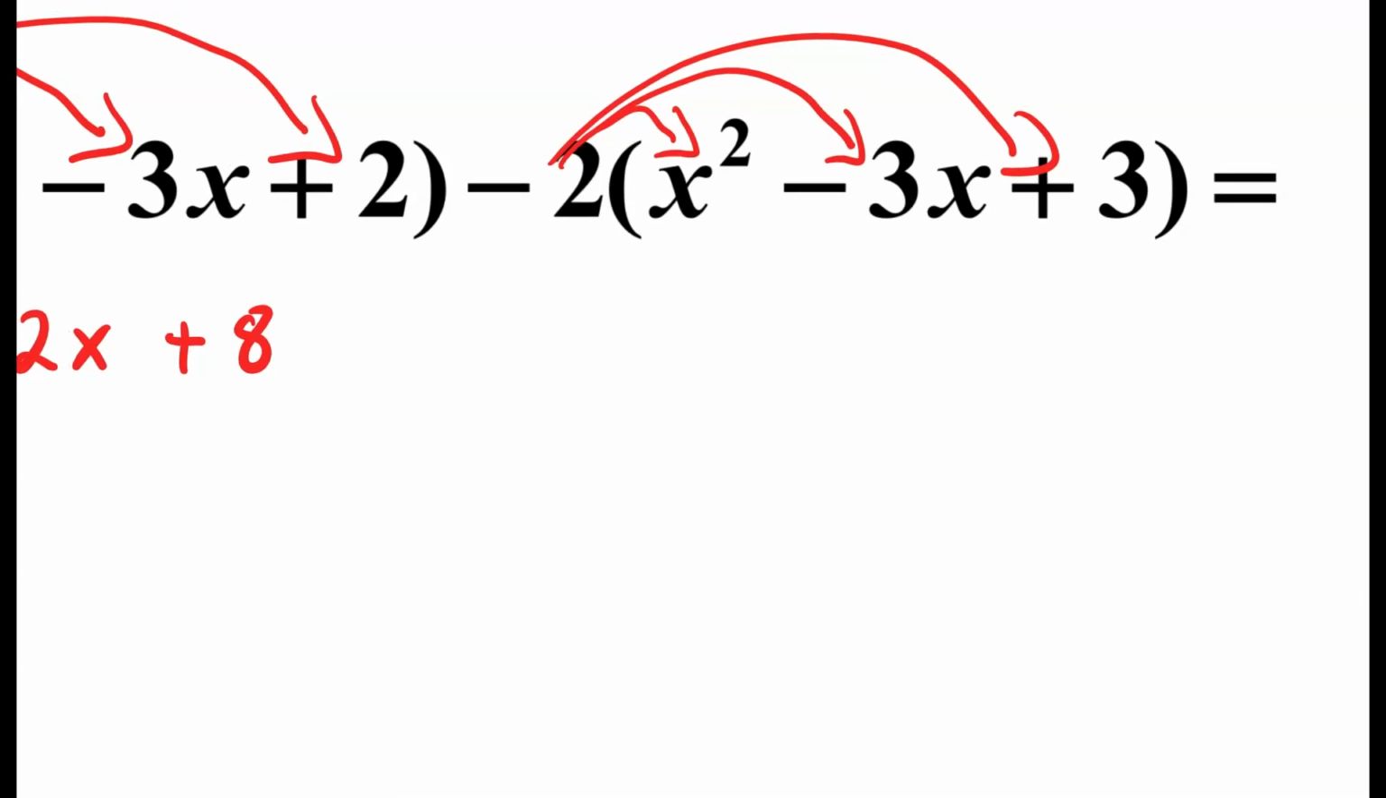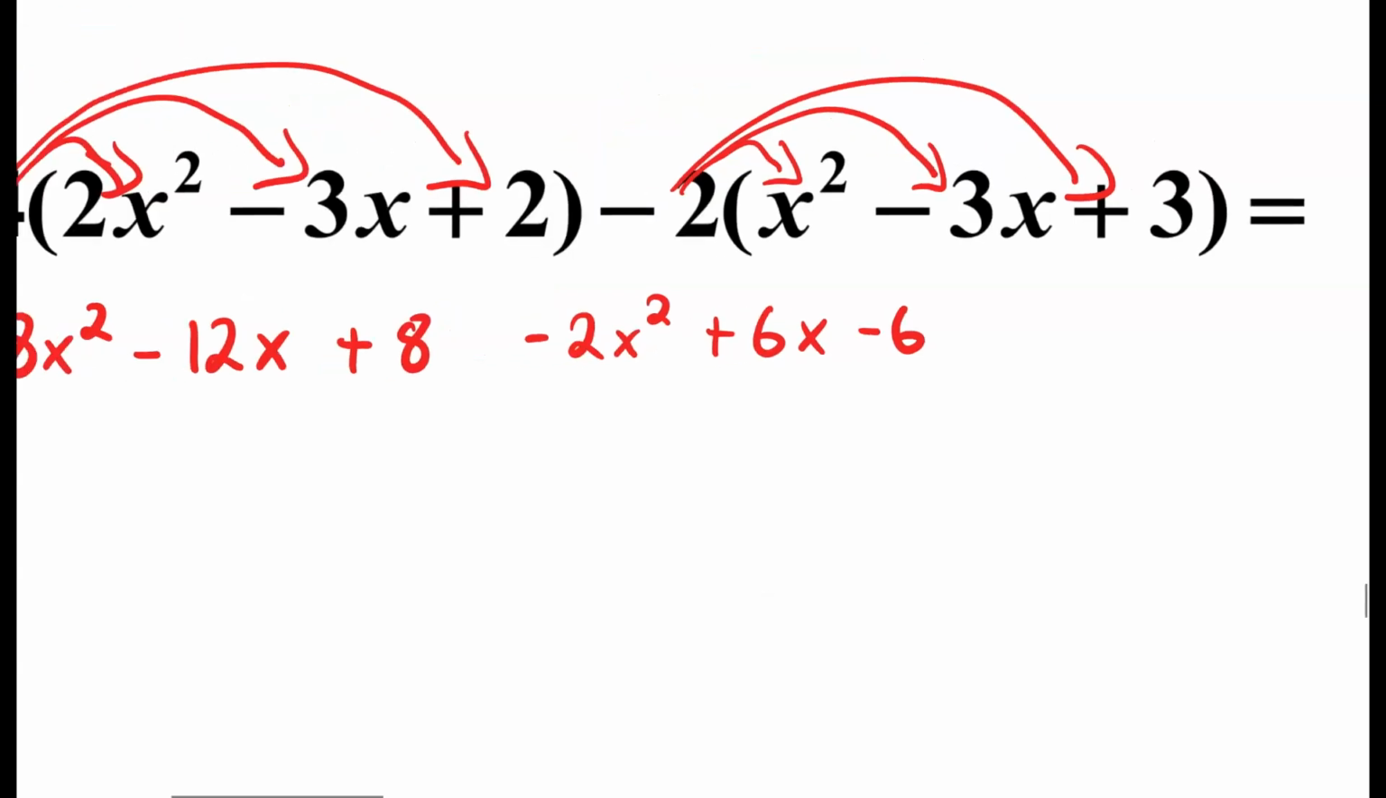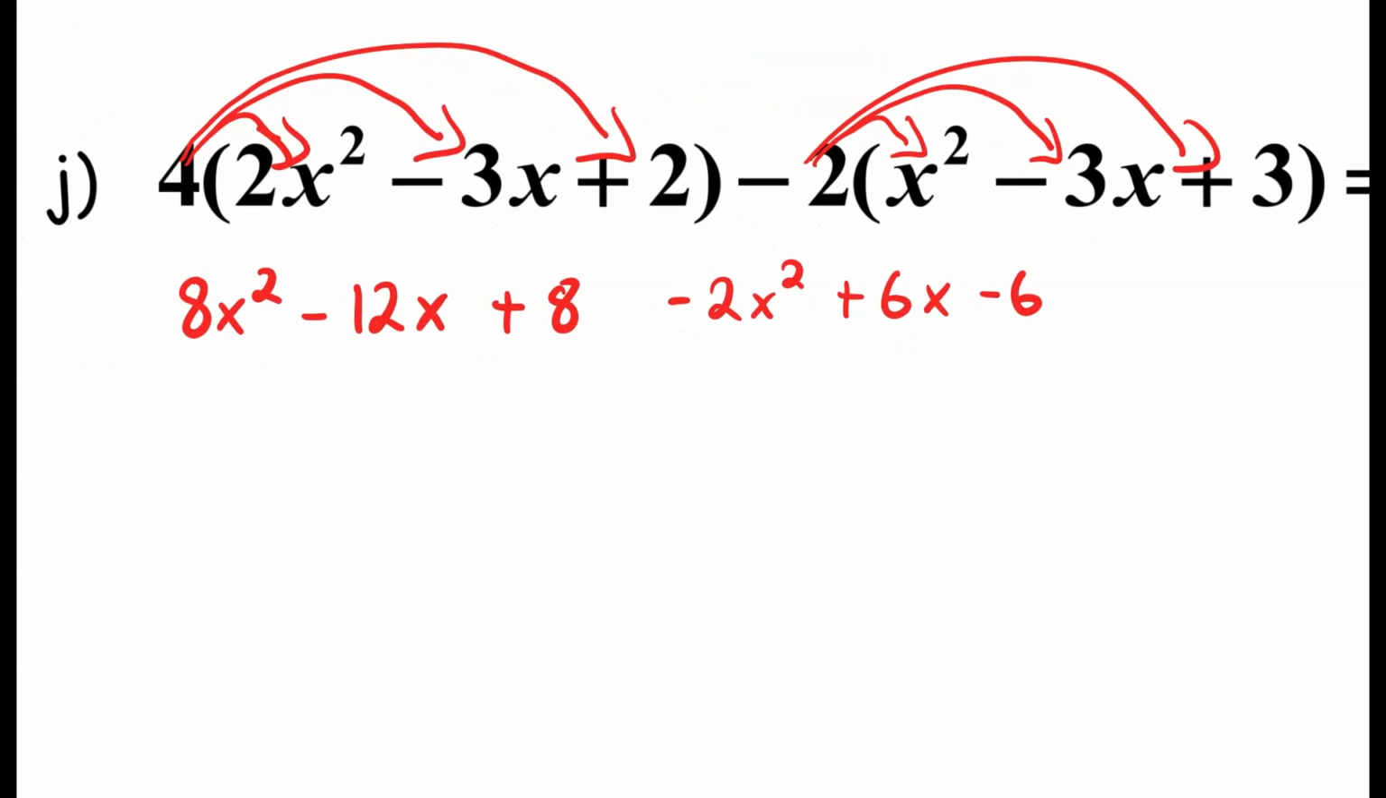So if we multiply x squared by negative 2, what we get is negative 2x squared. Then negative 2 multiplied by negative 3x, we get positive 6x. And then we get negative 2 multiplied by positive 3, and we get negative 6. So you can see by multiplying it by the negative 2, it has changed all the symbols for us. So what we want to do now is we want to add them together.